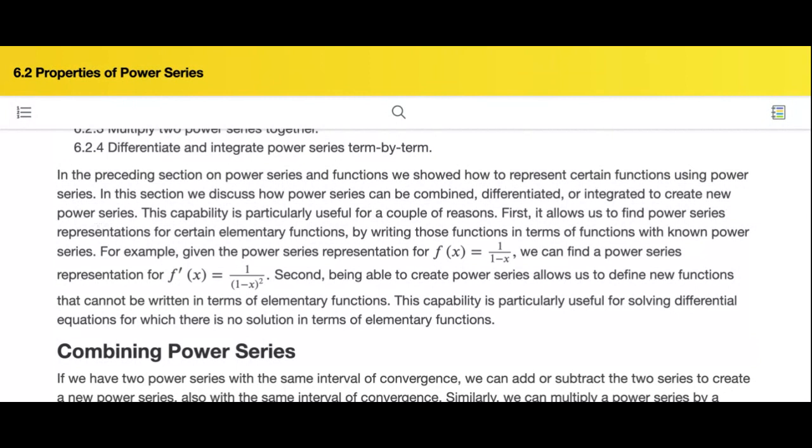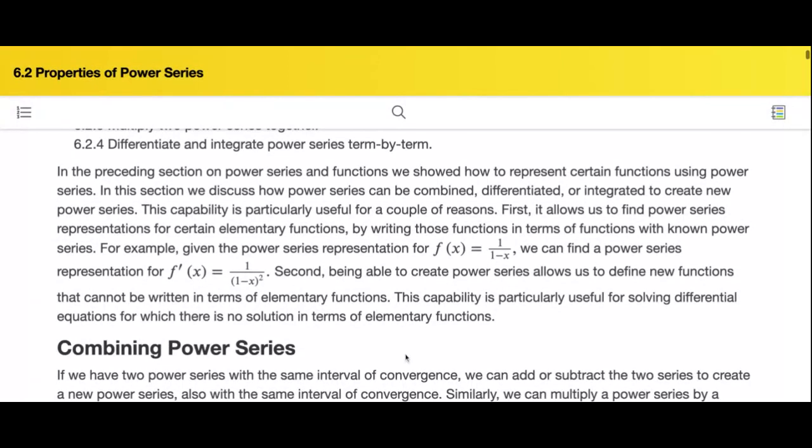First, it allows us to find power series representations for certain elementary functions by writing those functions in terms of functions with known power series. For example, given the power series representation for 1 over 1 minus x, we can find a power series representation for its derivative. And second, being able to create a power series allows us to define new functions that cannot be written in terms of elementary functions. This capability is particularly useful for solving differential equations for which there is no solution in terms of elementary functions.